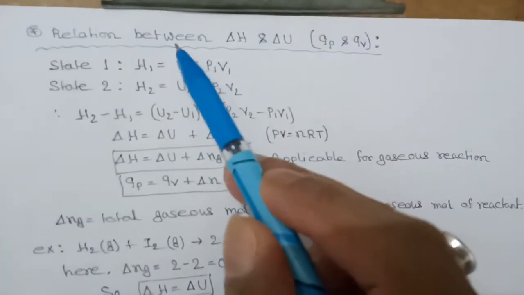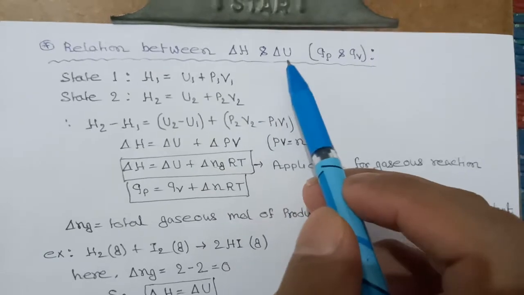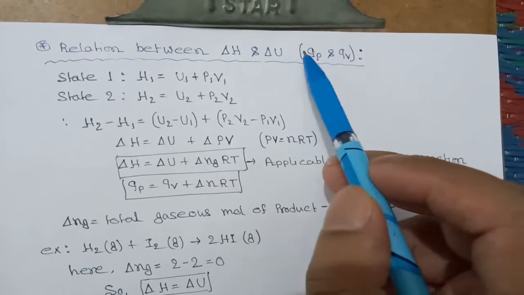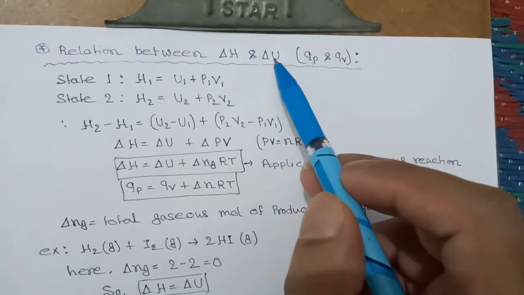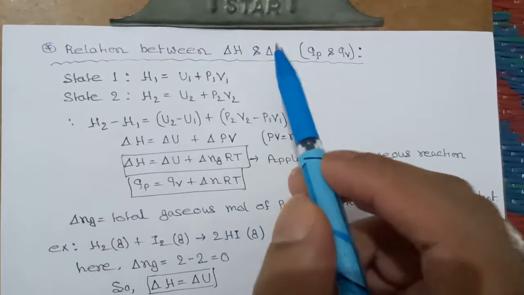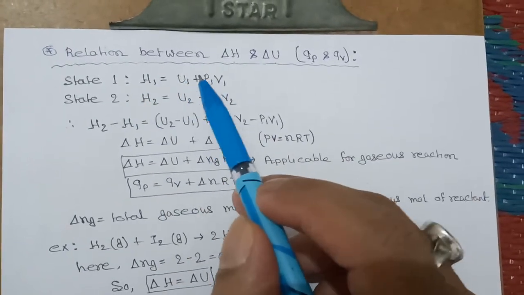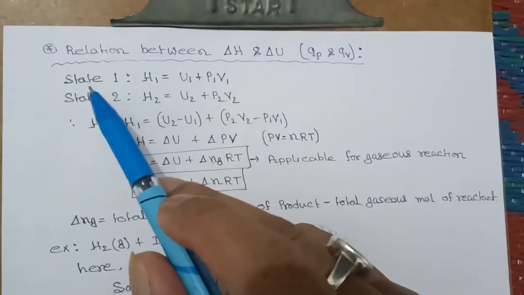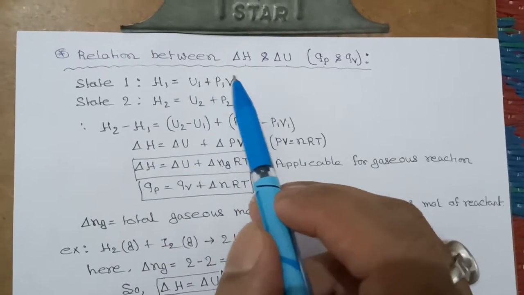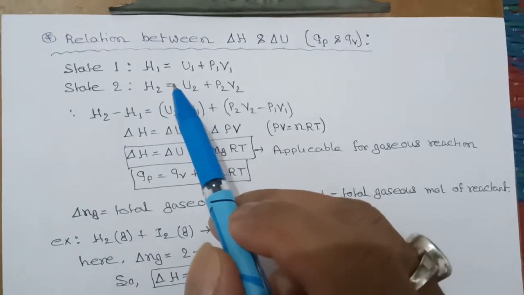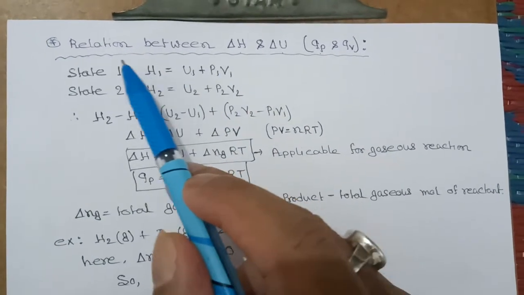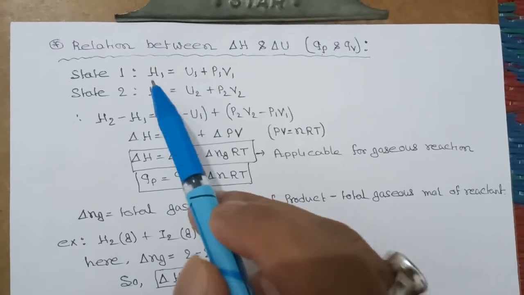Now, the relation between del H and del U, also Qp and Qv. See, del H means Qp and del U means Qv. We all know H is equal to U plus PV. So, for state 1, we can write H1 is equal to U1 plus P1V1, and for state 2, we can write H2 is equal to U2 plus P2V2. Let's say this is initial state and this is final state.